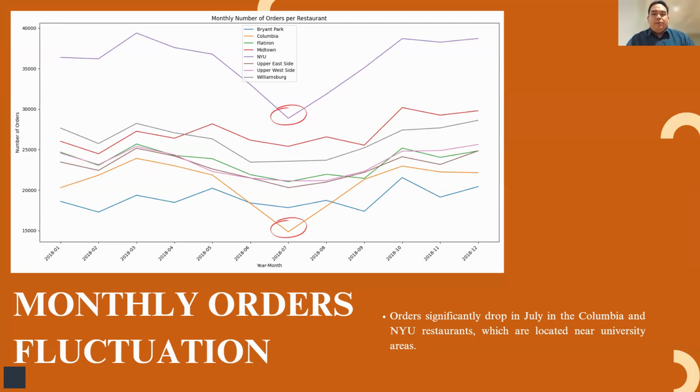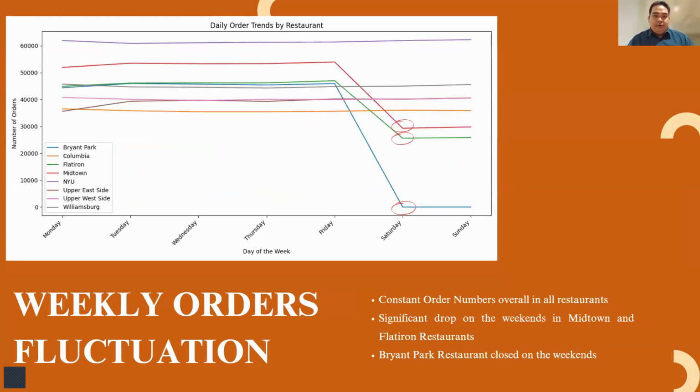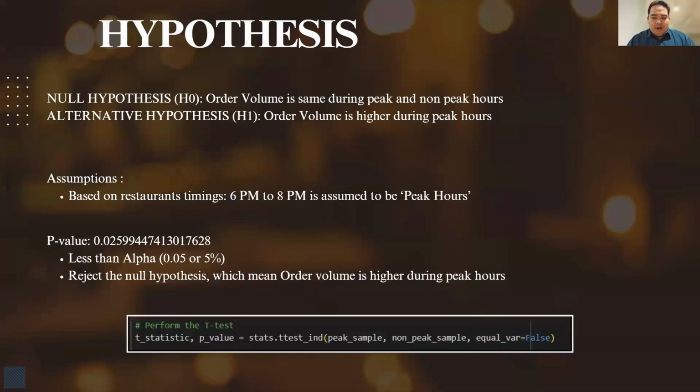Now, moving on to weekly order fluctuation to see the performance of each restaurant based on the days of the week. It shows constant order numbers overall in all restaurants. However, there is a significant drop on the weekends, especially in the Midtown and Flatiron restaurants, and moreover, the Bryant Park restaurant turns out to be closed on the weekends, which is an issue that needs to be evaluated immediately. Now I pass it along to Harsh.